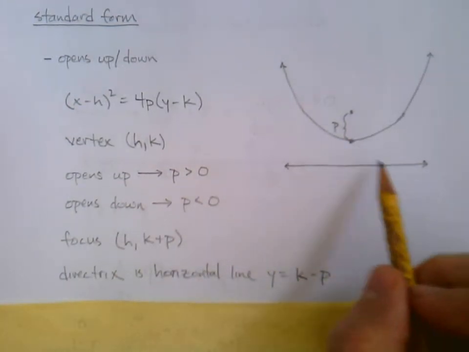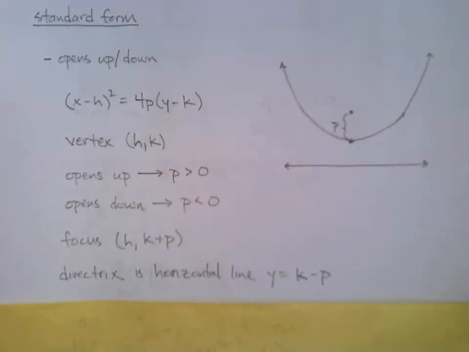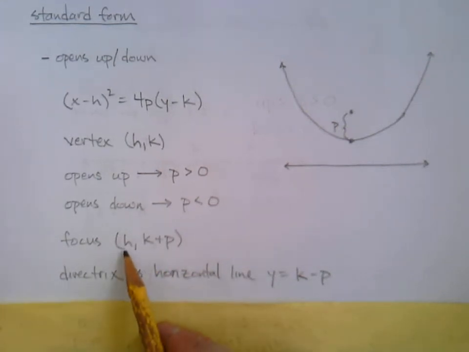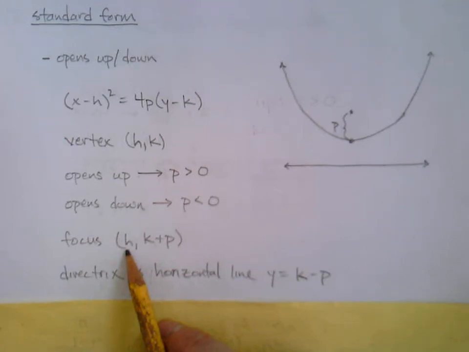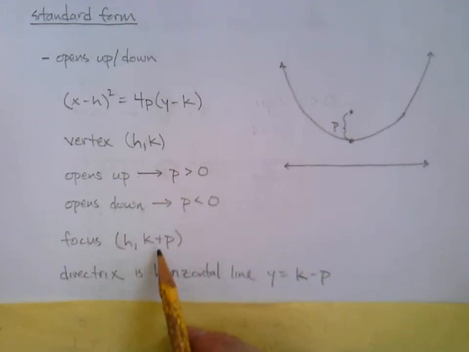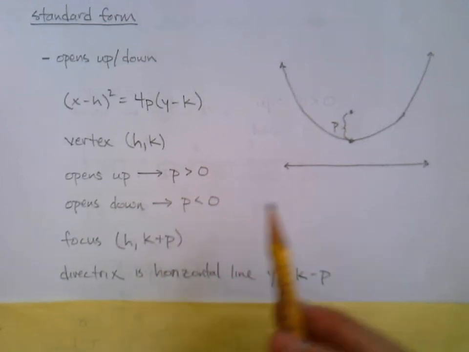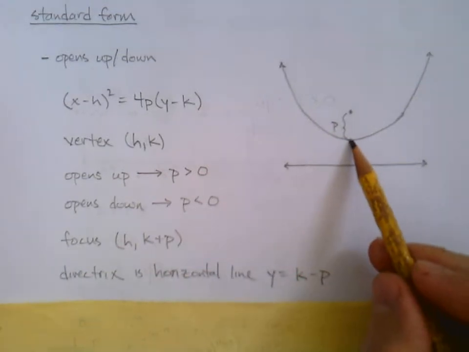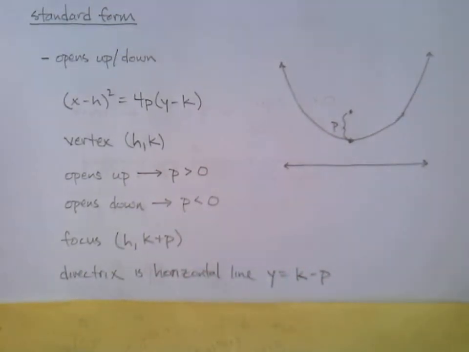And in that case, our directrix is actually going to be up here on the opposite side. So can we find nice equations for where the focus and directrix are located? Yeah, if we're opening up and down, the focus has the same x coordinate as the vertex, but we add p on to the y coordinate because obviously we're shifting it up. And the directrix, well, it's a line. In this case, it's a horizontal line. It's y equals k minus p because we subtract to get down there.